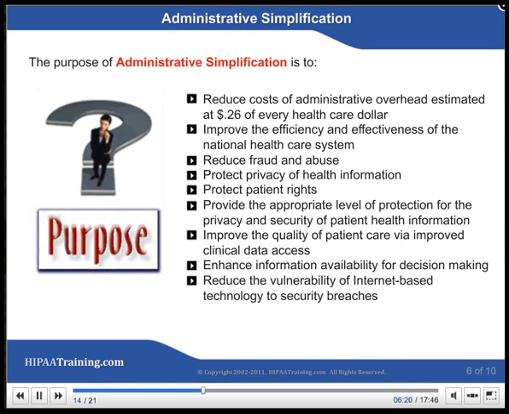Administrative Simplification. The purpose of administrative simplification is to reduce cost of administrative overhead, estimated at 26 cents of every healthcare dollar, improve the efficiency and effectiveness of the national healthcare system, reduce fraud and abuse, protect privacy of health information, protect patient rights, provide the appropriate level of protection for the privacy and security of patient health information, improve the quality of patient care via improved clinical data access, enhance information availability for decision-making, and reduce the vulnerability of Internet-based technology to security breaches.